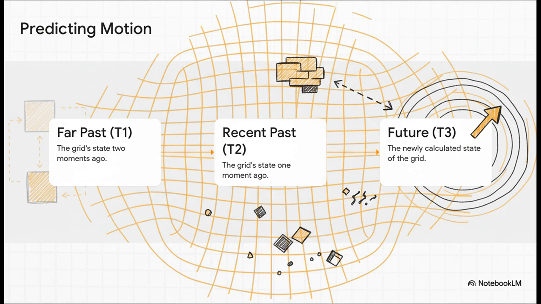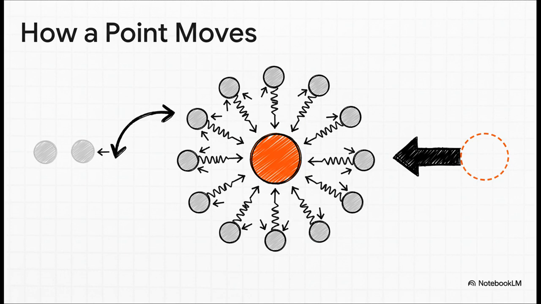The system does this using a really clever method. It always keeps track of two previous moments in time. Think of it this way. To know where you're going, you need to know where you are now and where you just came from. The computer stores the entire grid's state at a far past moment, we'll call it T1, and a recent past moment, T2. It then uses the information from both of those to calculate the very next moment, the future, at T3.